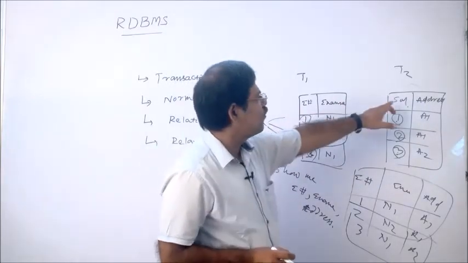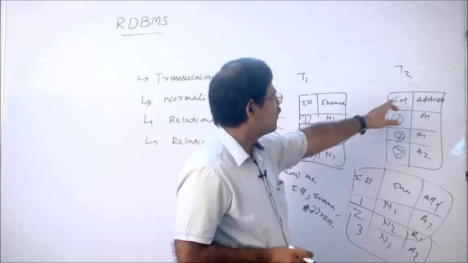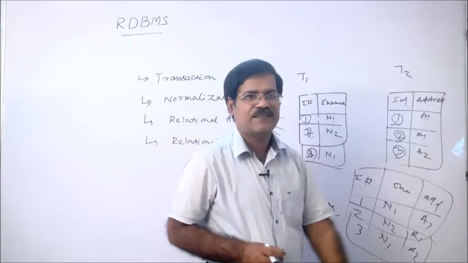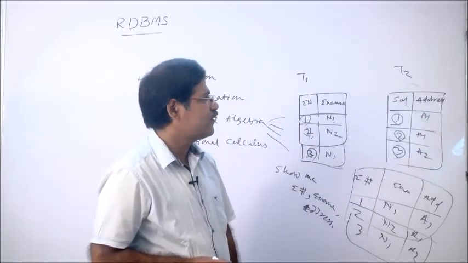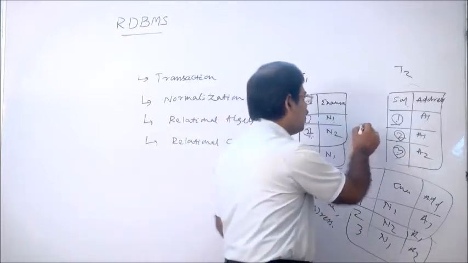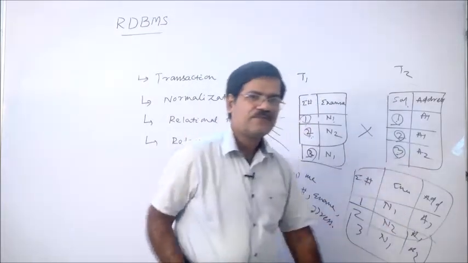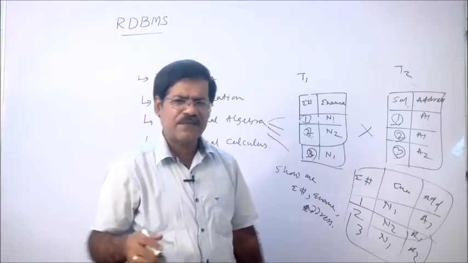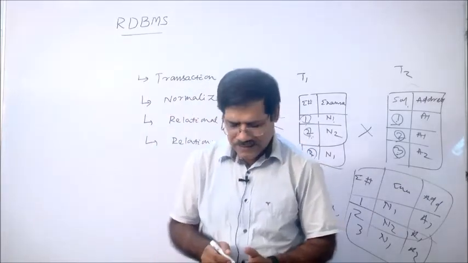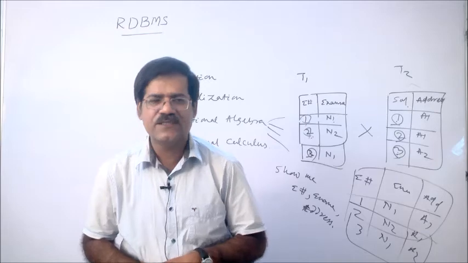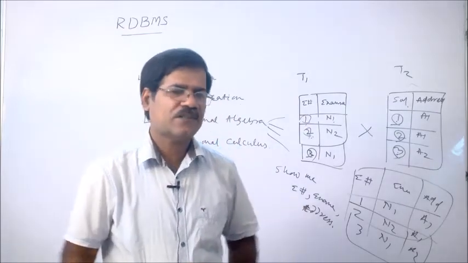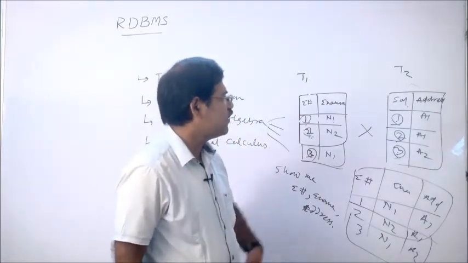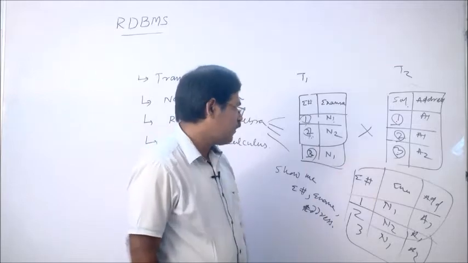Employee number, here there is no employee number. Here employee name, there is no employee name. So, all are distinct. So, how to combine the two tables? The operation is called Cartesian product. Cartesian product is a basic mathematical operation, a concept we read from set theory. The same operation we will perform here to join the two tables or pairs.